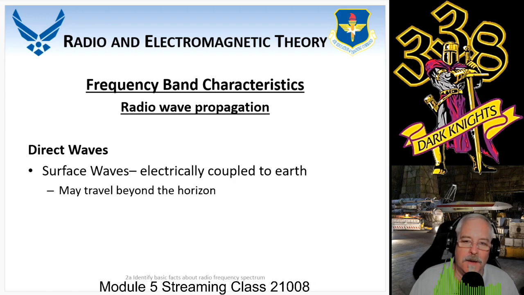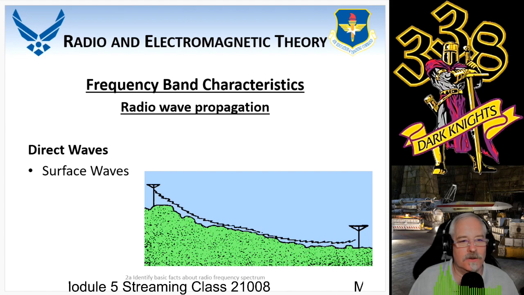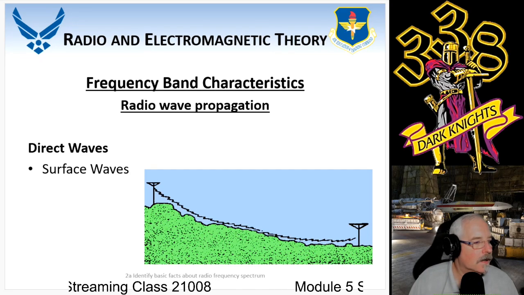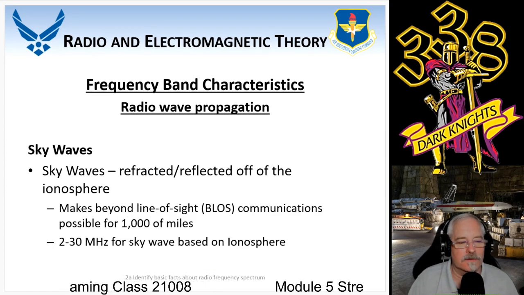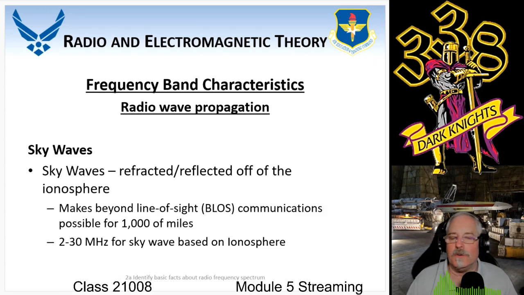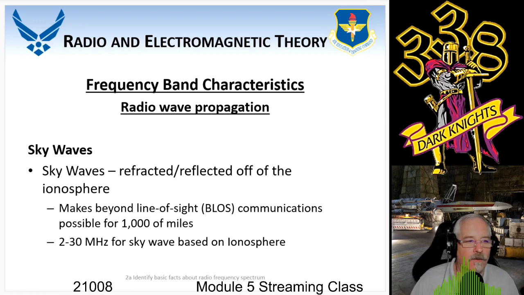So there will be a place where it stops. This gives you an idea of a surface wave where it is hugging the surface electrically. Let's look at skywaves, the other part of this story. With skywaves, it'll be either refracted or reflected. We'll talk about that later off of the ionosphere.